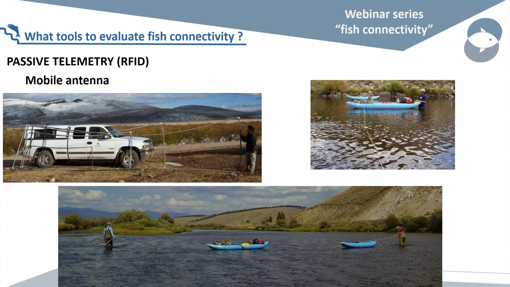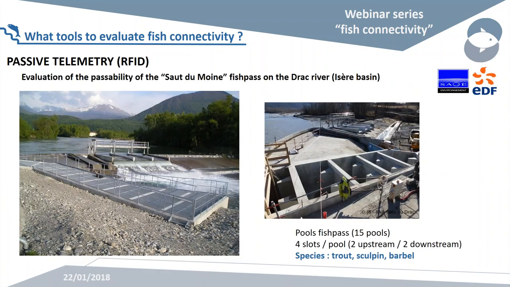Okay, that's the technology presentation, and now a concrete example of use. I will talk about the evaluation of the passability of the sediment fish pass on the Drac River. This is in the French Alps. This is a pool fish pass with 15 pools. And you can see in the picture four slots per pool, so two upstream and two downstream. And the species were mostly trout, sculpin, and barbel.